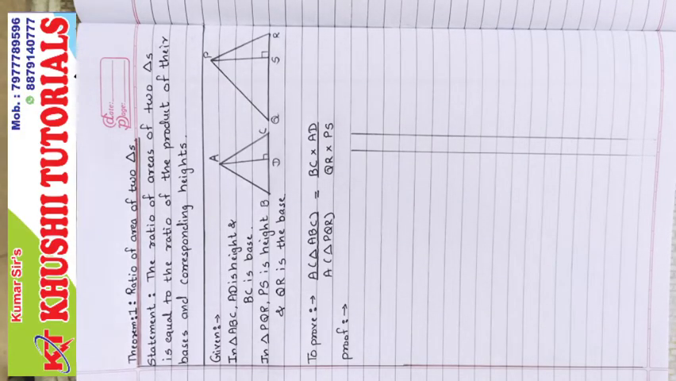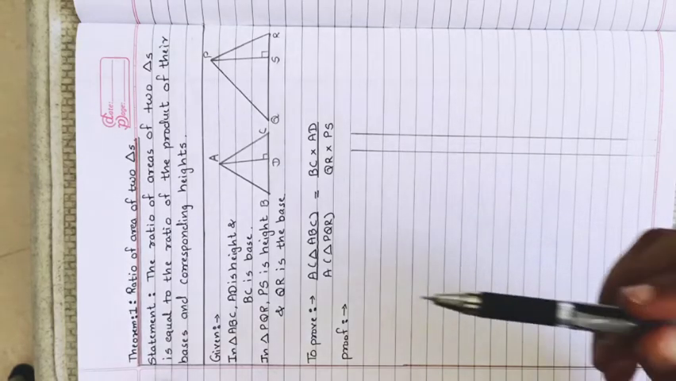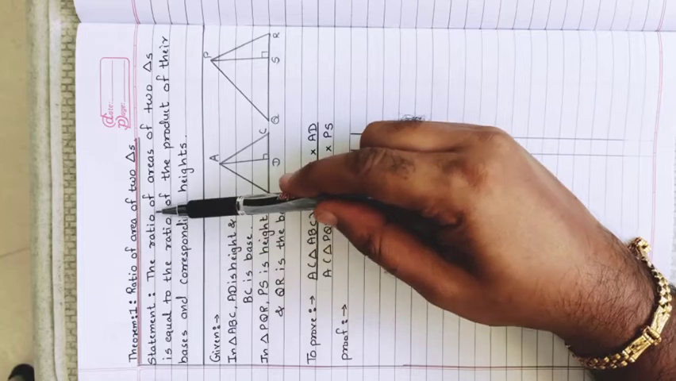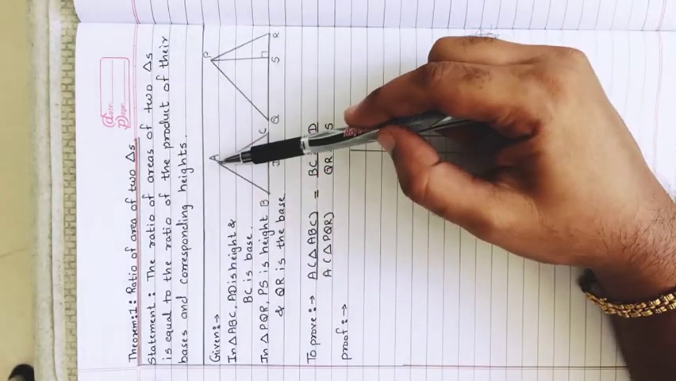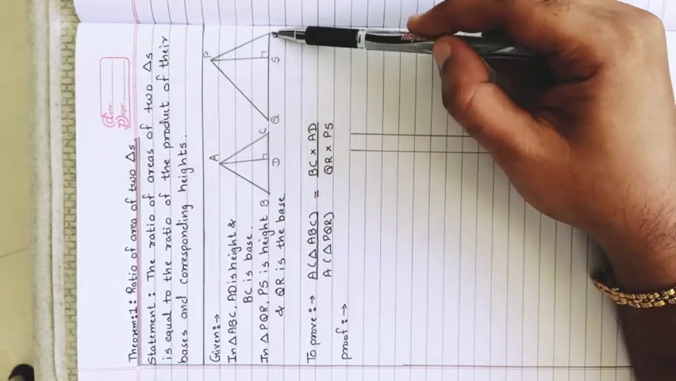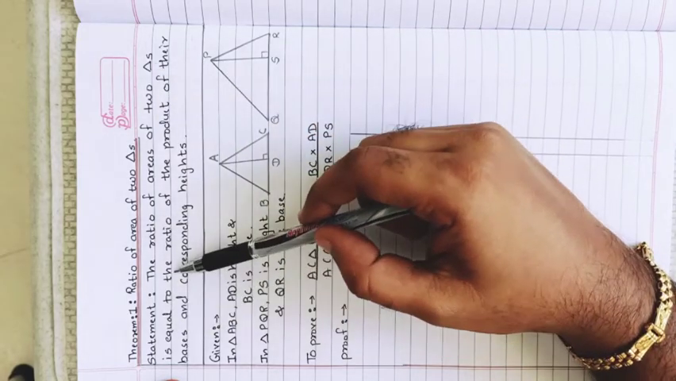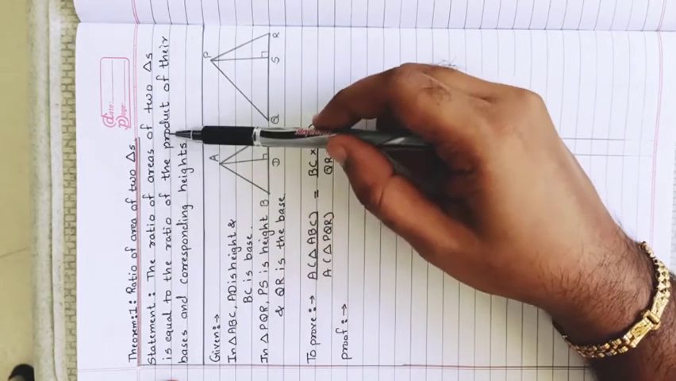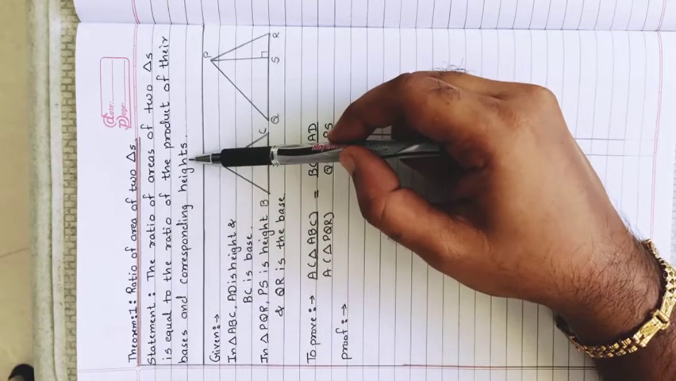Theorem number 1, ratio of areas of two triangles. The statement: the ratio of areas of two triangles. Here the two triangles are triangle ABC and triangle PQR. The ratio of areas of two triangles is equal to the ratio of the product of their base and corresponding height.